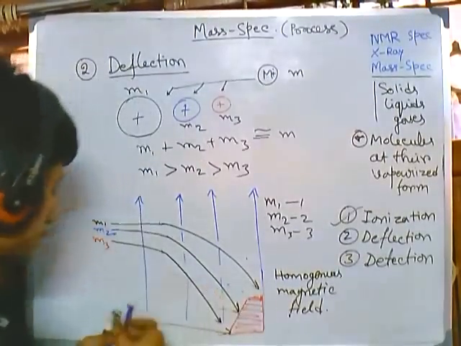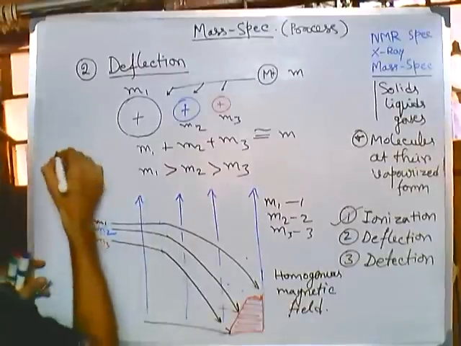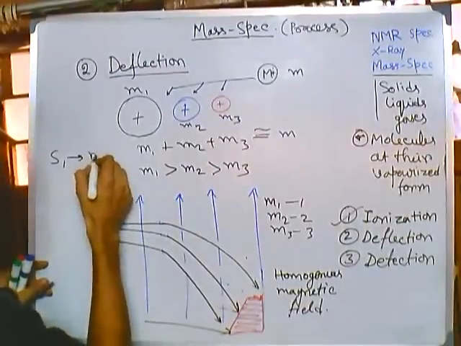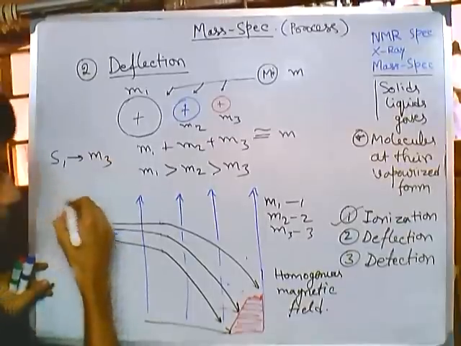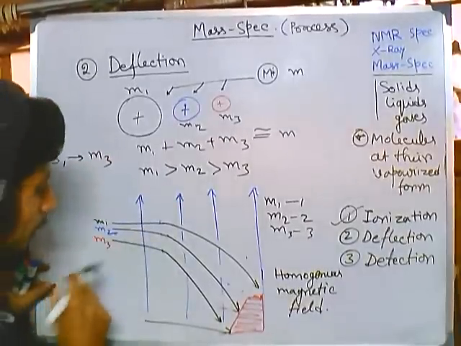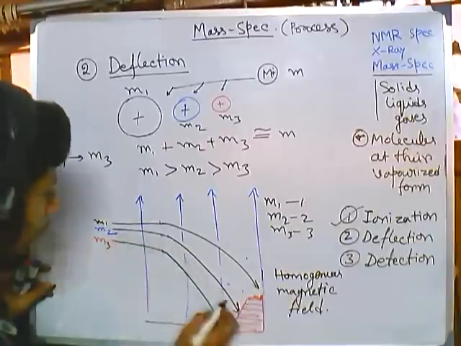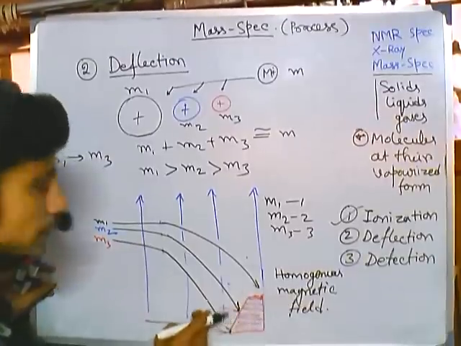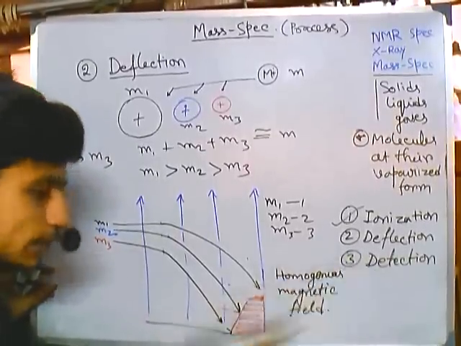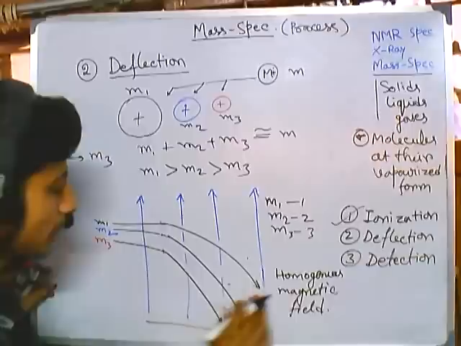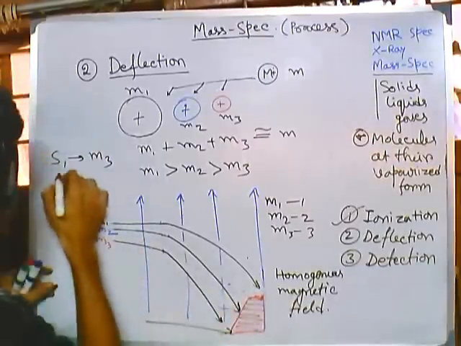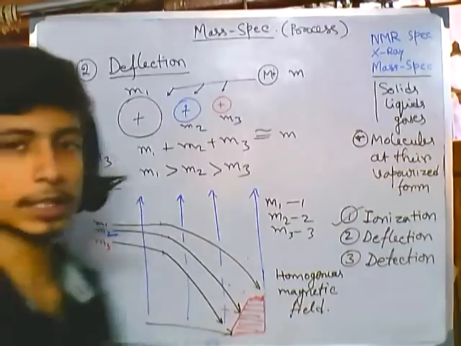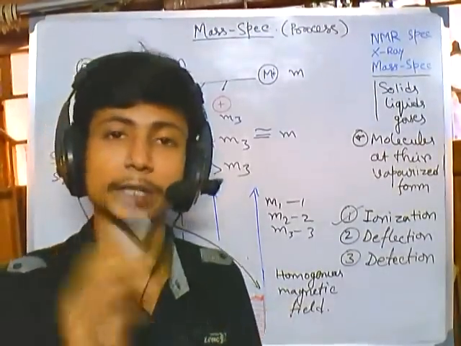So now, in strength 1, remember, we have seen the detection of only M3. Okay, but now, we can see the detection of only M2. So M1 is not detected, M3 is not hitting the detector because it is much more deflected, so it cannot hit the detector. So now in strength 2, M2 is only hitting the detector, so we can measure only M2 but not the M1 and M3.